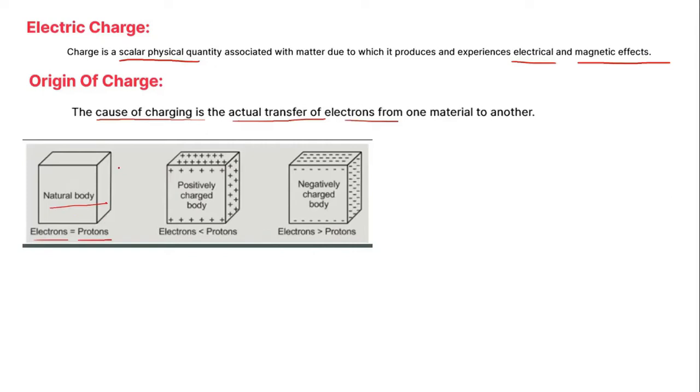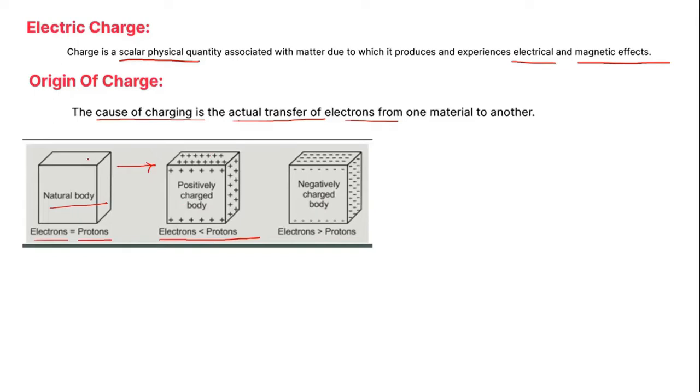But how can this neutral body become a positively charged body? It is just by donating electrons. By donating, the number of electrons will always be less than the number of protons. Thus a neutral body can become positively charged. So keep this in mind: whenever electrons are donated, the body becomes positively charged.